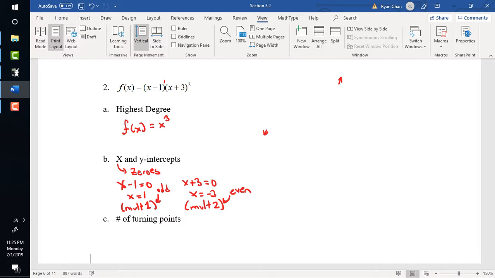And now I'm going to find my y-intercept. My y-intercept, remember, is when x is equal to 0. So I'm going to do f of 0 is equal to 0 minus 1 times 0 plus 3 squared. So f of 0 is negative 1 times 3 squared. This is equal to negative 9.